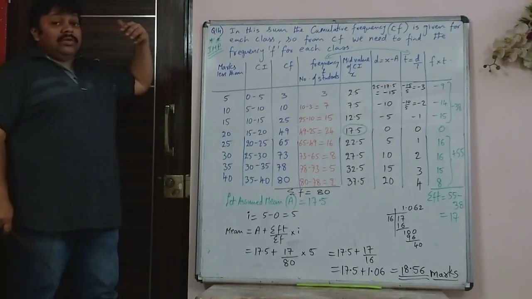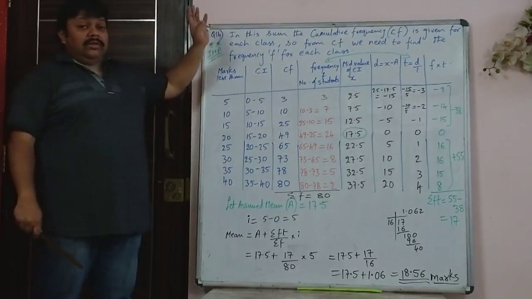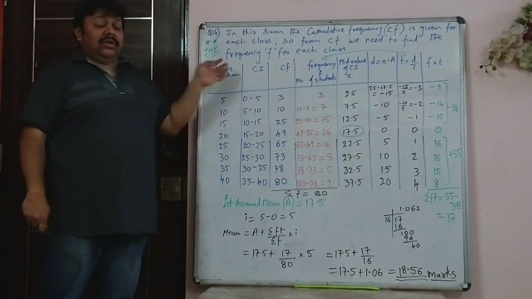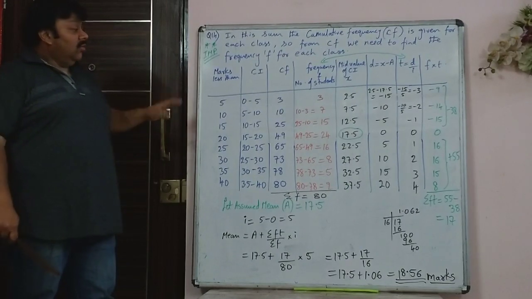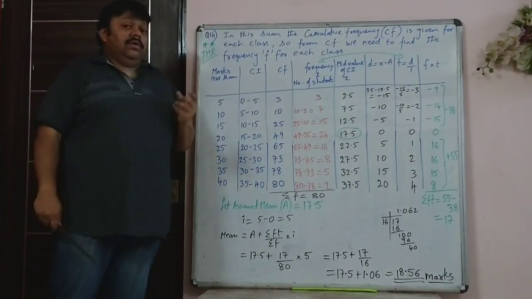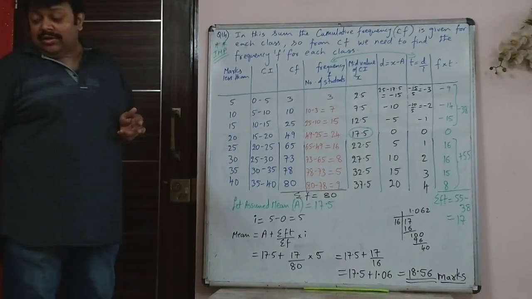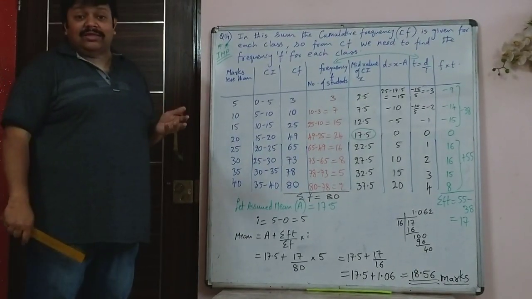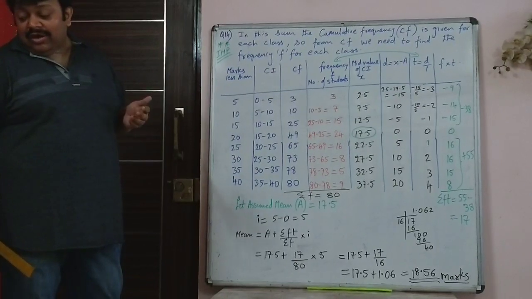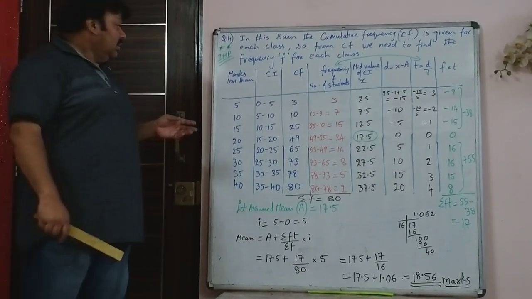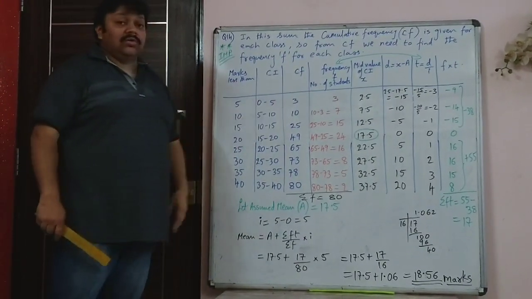Now be careful with the 14th sum. The last homework sum of mean is identical to this. What is unique in this? In this sum, you are not given the frequency. For example, the chart tells you less than 5 marks, 3 students. Less than 10 marks, 10 students.